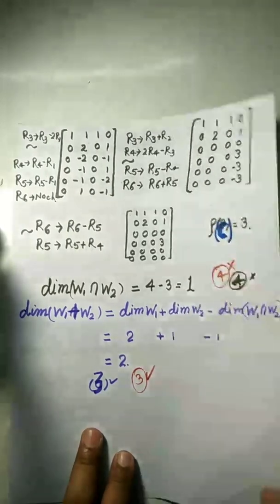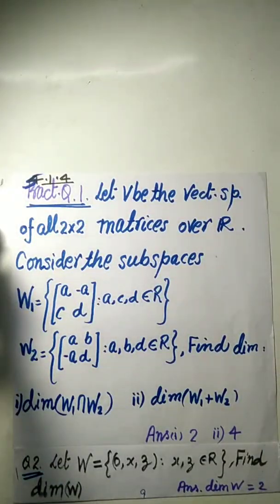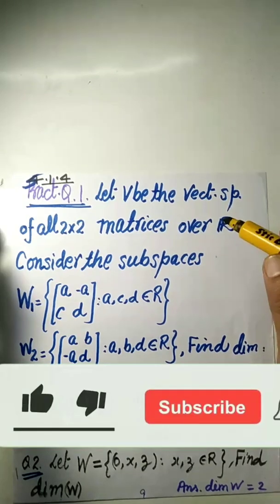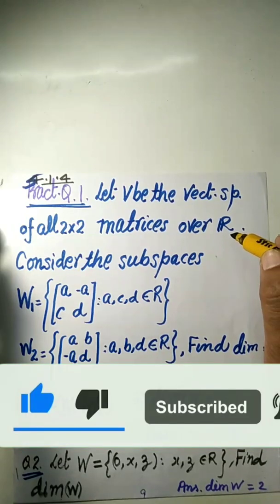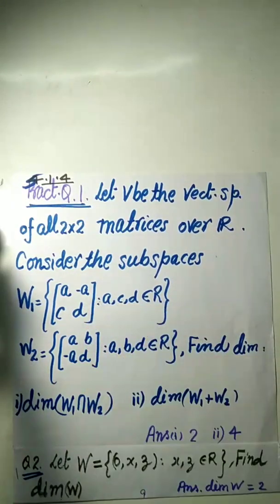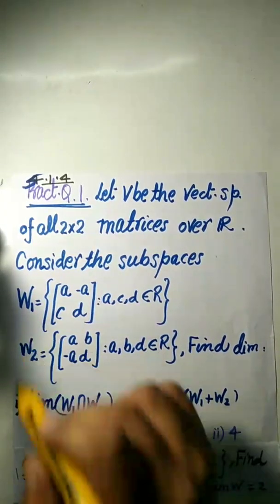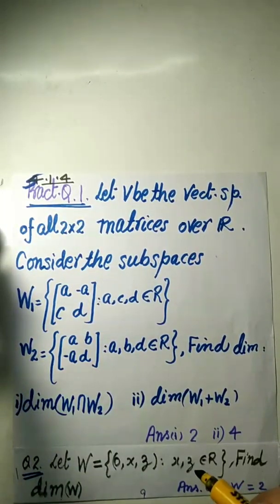Now, these are some practice questions for checking comprehension. Let V be the vector space of all 2x2 matrices over reals. W1 is given by this one, W2 is given by this one. We have to obtain dimension of intersection of W1 and W2 and dimension of summation W1 plus W2. These are answers. Another question will be this one. Answer will be dimension W is 2.